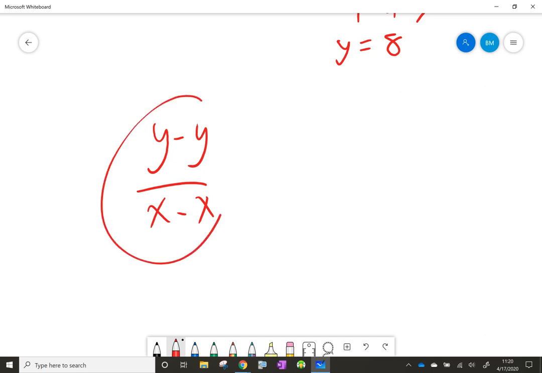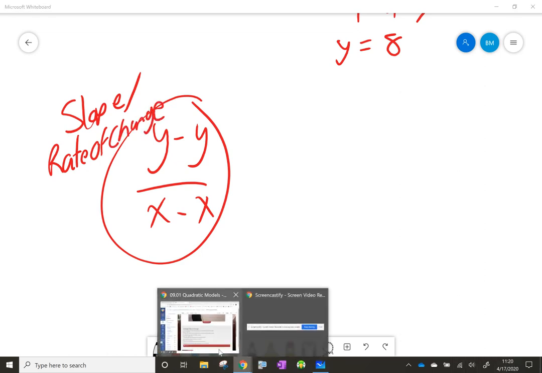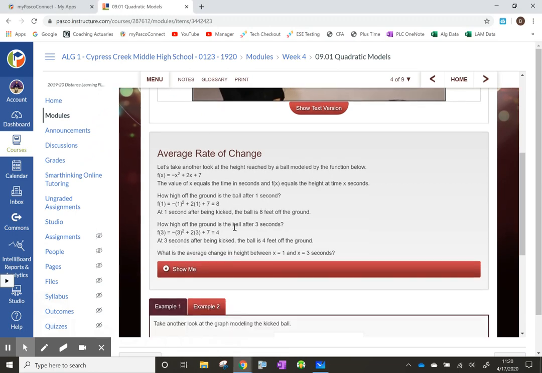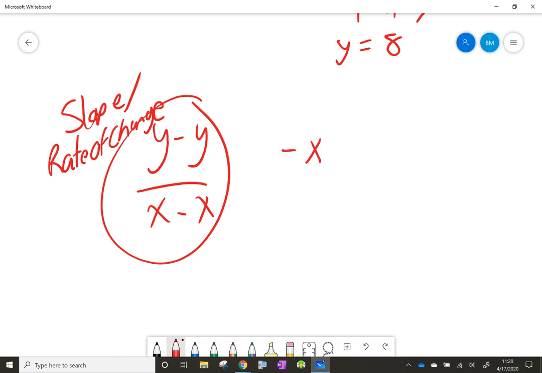That's all essentially rate of change is. Slope, slash rate of change. Same thing, same formula. All right, so let me talk you through the example they're showing you here, because it might make sense, it might not make sense. So they have the function negative x squared plus 2x plus 7.